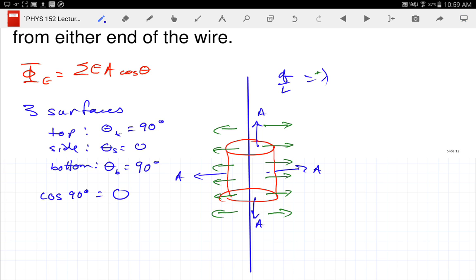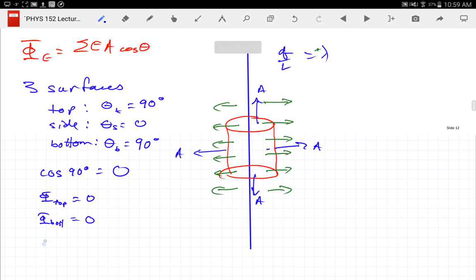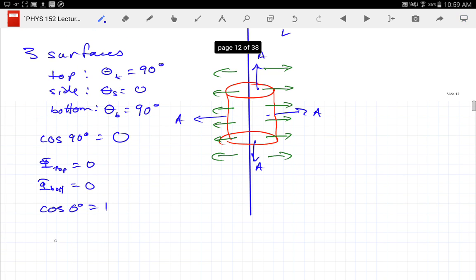So when I do my flux for the top and bottom, I'll immediately have the flux for the top equals 0 and the flux for the bottom equals 0. That's good because the electric field is varying as you move across the top and bottom because the radius is changing. If that wasn't 0, I wouldn't be able to do this problem. We have one surface left, the side. What is cosine of 0 degrees? Cosine of 0 degrees is equal to 1. So the flux on the side is equal to the electric field on the side times the area of the side.